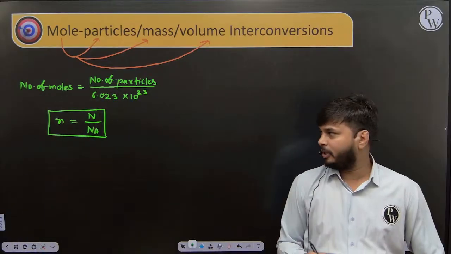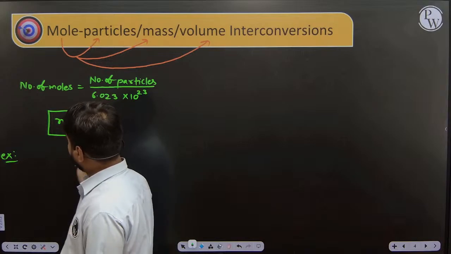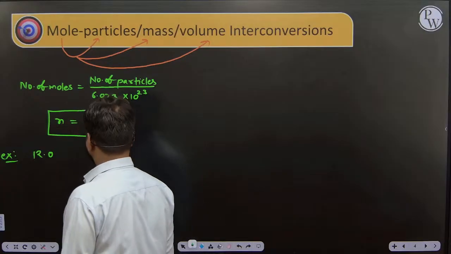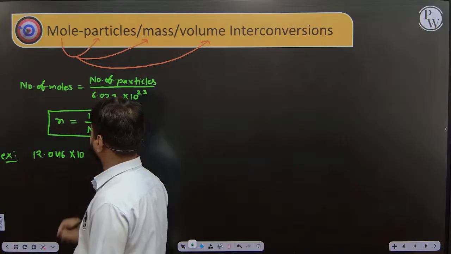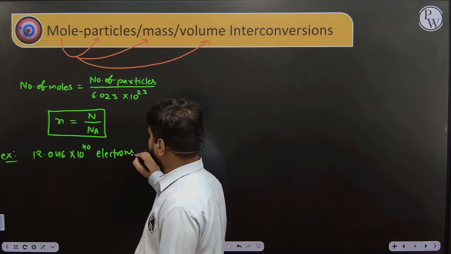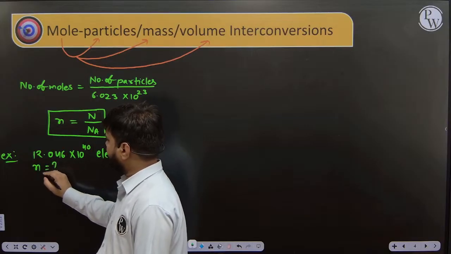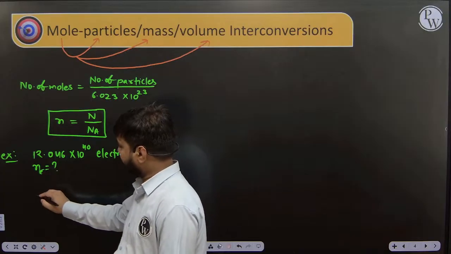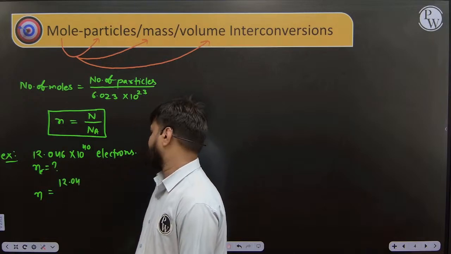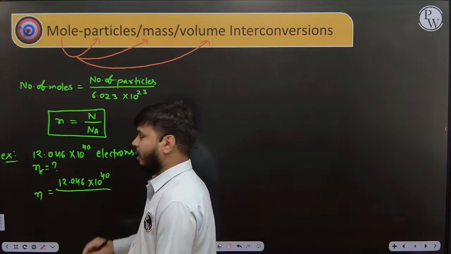For example, let's say we have 12.046 into 10 to the power 40 electrons. These many electrons we have, and now we have to calculate the number of moles of the electrons. How will we calculate the number of moles? The number of moles will be equal to the number of particles, which is 12.046 into 10 to the power 40, divided by Avogadro's number.